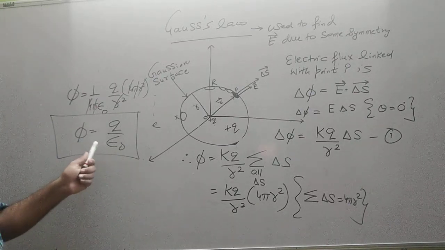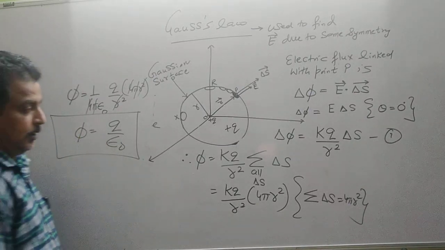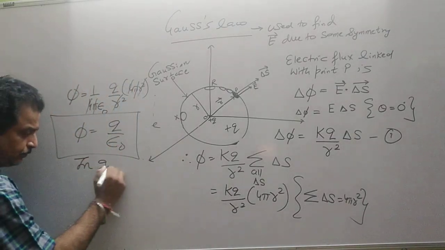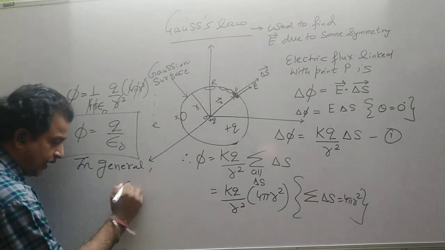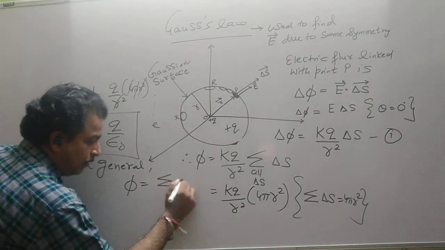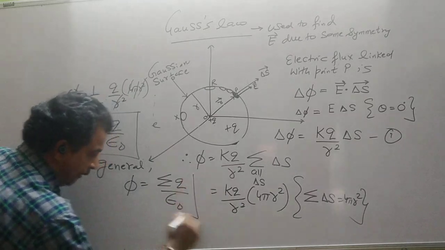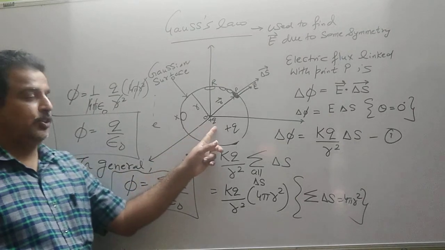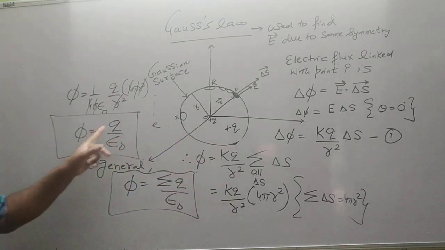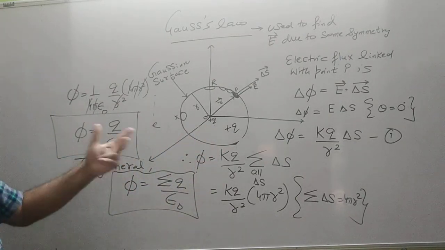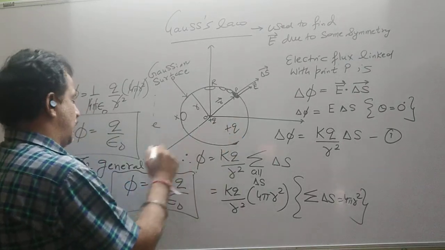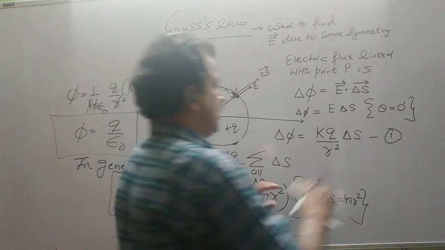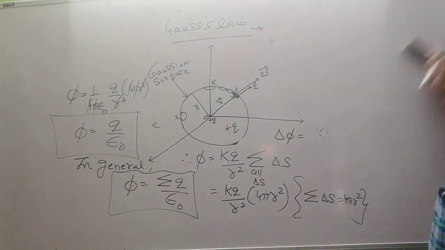Now we know that it depends on the charge Q enclosed. So in general terms, I can write the flux is equal to summation Q upon epsilon naught. Here I have taken only one plus Q charge, so I got the answer plus Q upon epsilon naught. If there is another plus Q charge, I will get 2Q, then 3Q. The shape and the size of the Gaussian surface is not important.